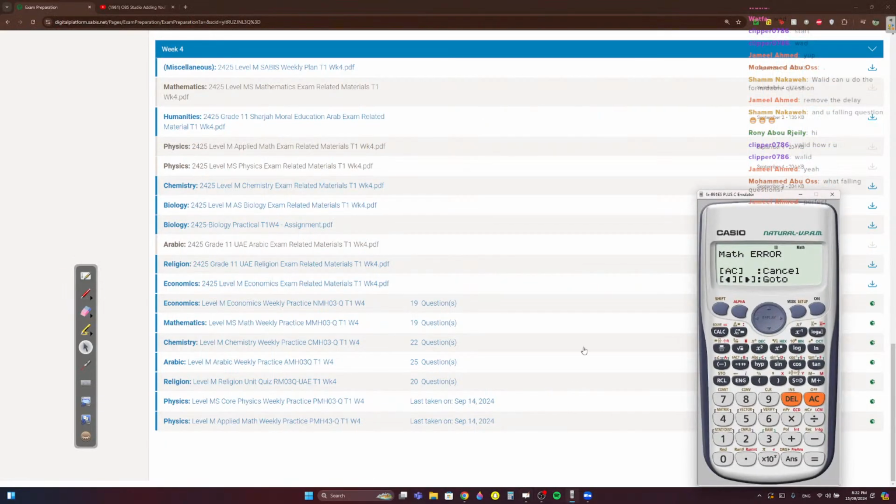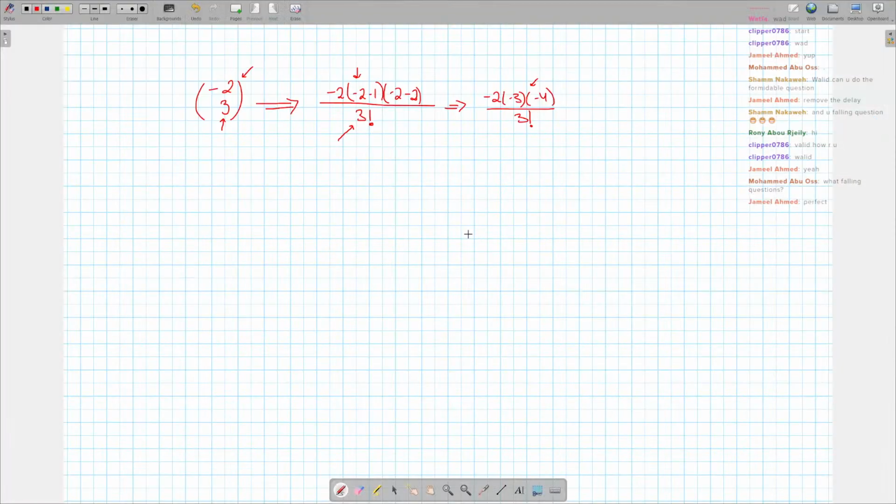So negative 2, negative 3, negative 4, over 3 factorial. You get negative 4. So negative 2C3 is equal to negative 4.